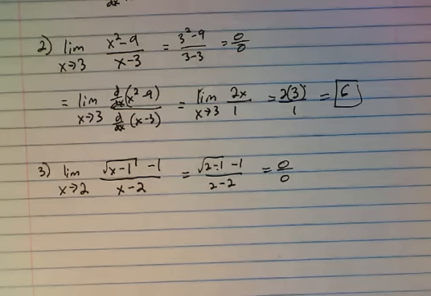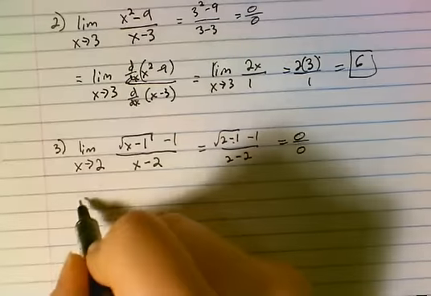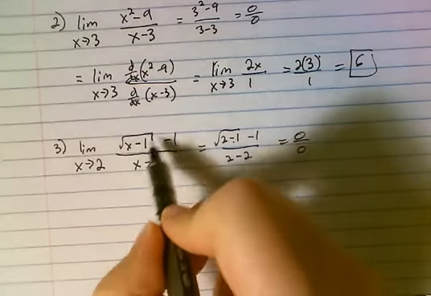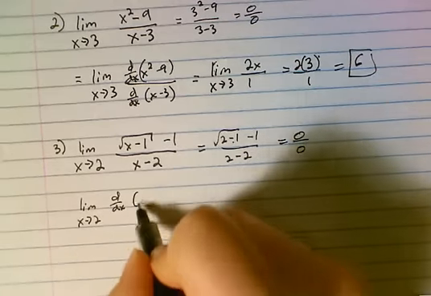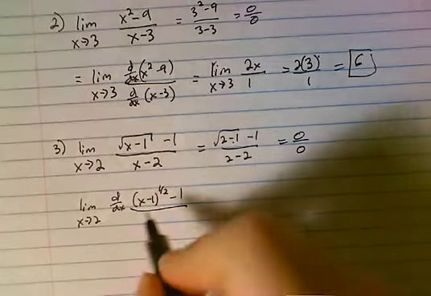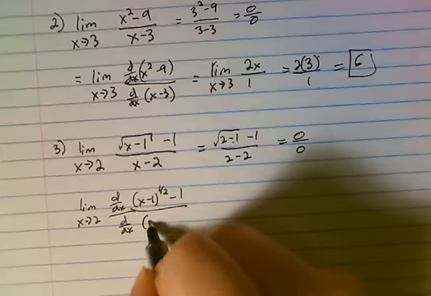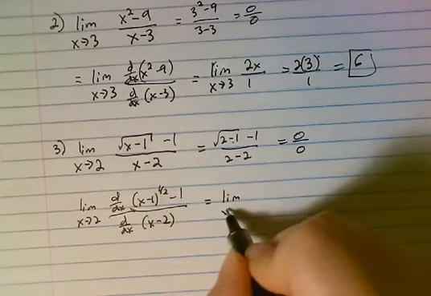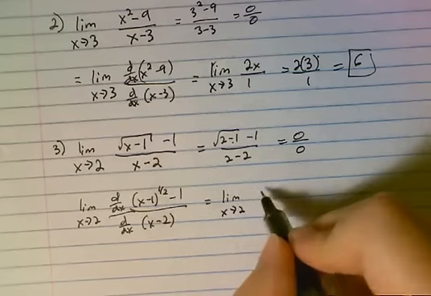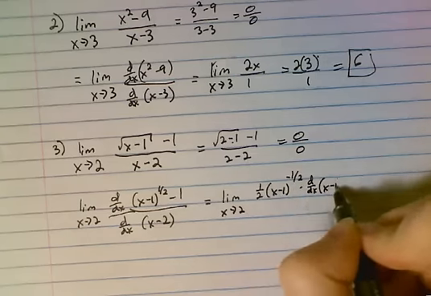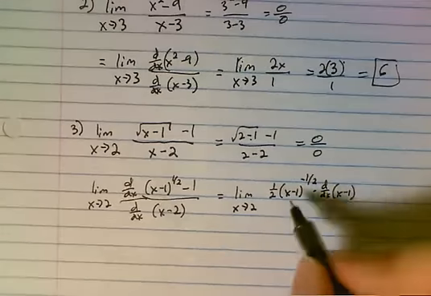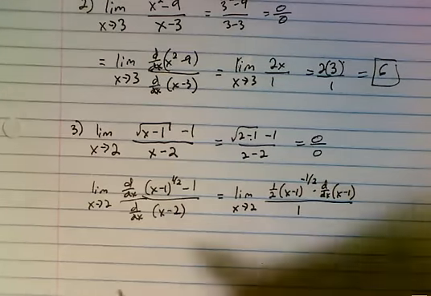But this technique takes a lot of time, and it has a lot of places for things to go wrong. And it could really be done just as easily by taking the derivative. So remember that this is to the 1/2 power. We're going to do the derivative of x minus 1 to the 1/2 minus 1, over the derivative of x minus 2. So we'll bring that down, 1/2 x minus 1 to the negative 1/2 times the derivative of x minus 1. Derivative of negative 1 is 0. Derivative of x minus 2 is 1.